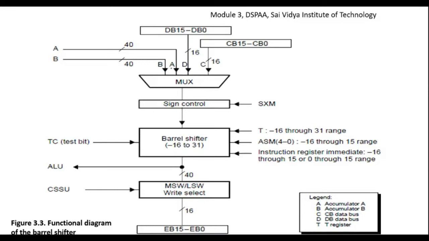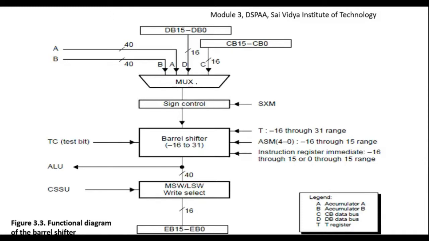See here, B, A, D, C is there. B from the accumulator B register, A from the accumulator A register, either a 16-bit data from DB15 to DB0 and another 16-bit data from CB15 to CB0. These are the input to the multiplexer.